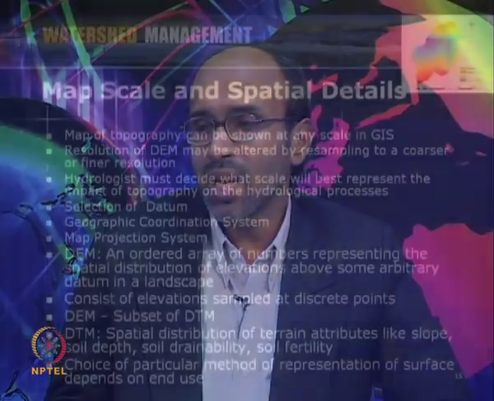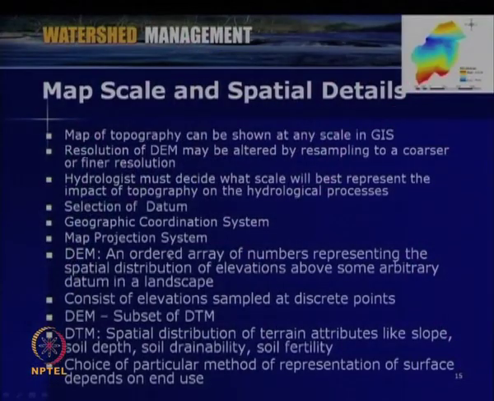And then as far as the digital elevation model is concerned, as I already mentioned, DEM is an ordered array of numbers representing the spatial distribution of elevations above some arbitrary datum in a landscape. So, DEM consists of elevations sampled at discrete points. So, that way we will be having the spatial variation and then the vertical or the contour based variation. So, this DEM is actually a subset of digital terrain modeling. So, that means it is a subset of DTM.